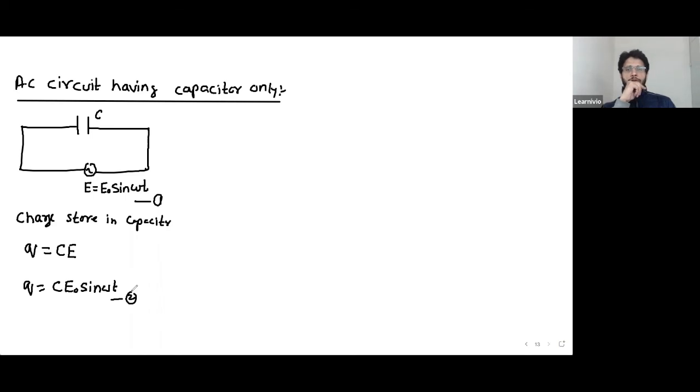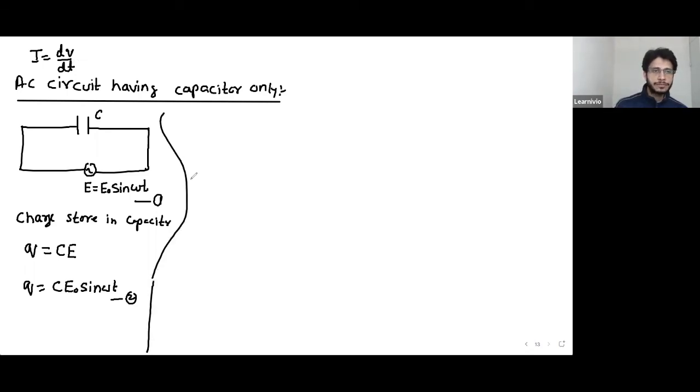If you have charge, how would you calculate current? Have you heard about the formula that current is the rate of flow of charge? That's basically the relation between current and charge. If you have charge, differentiate that charge with respect to time, and you will get current. So current I in the circuit is dq over dt.